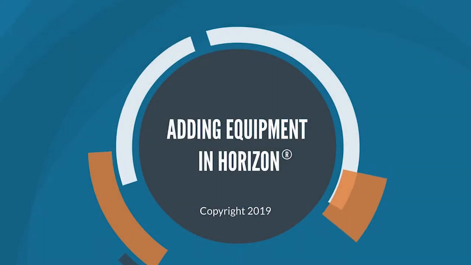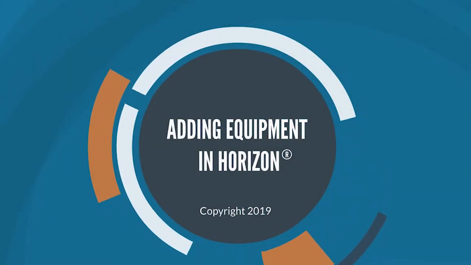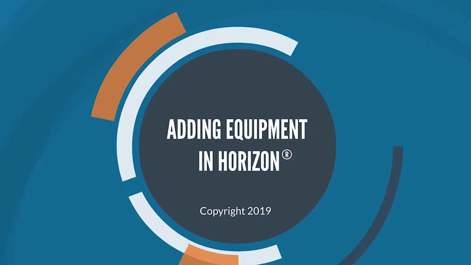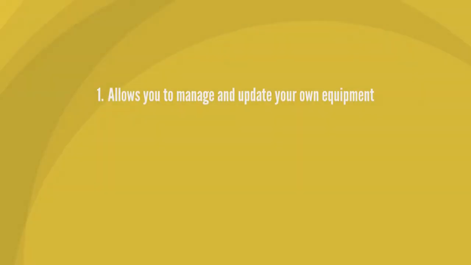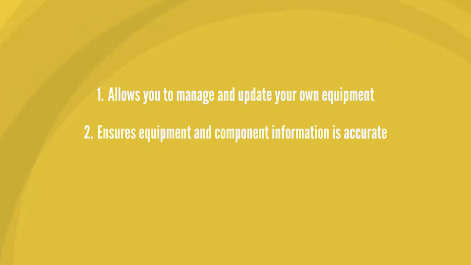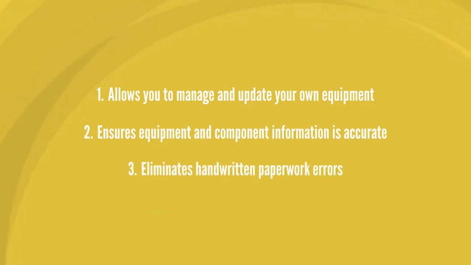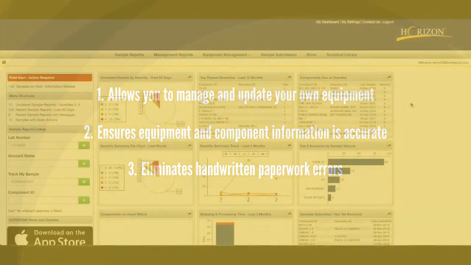In this video, we will show you how to add one or more components directly to your equipment list in Horizon. Adding new components in Horizon ensures your equipment list is up to date and accurate, and eliminates potential paperwork errors. This will allow for your samples to be processed, tested, and analyzed in a timely manner.